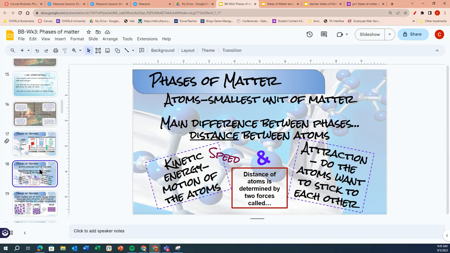When solids have low kinetic energy, they're sticking together because of the attractions of the atoms. When they're going very slow, they're really attracted to each other and stick together. They just vibrate. When they're going faster, the distance gets further, with less attraction between the molecules or atoms, so they get to flow past each other. And when we get to a gas, the distance becomes the greatest and the attraction between the atoms becomes the weakest.